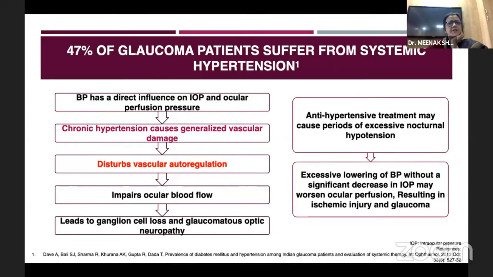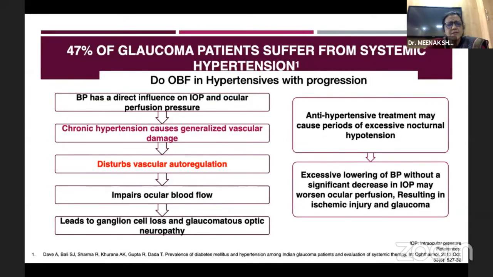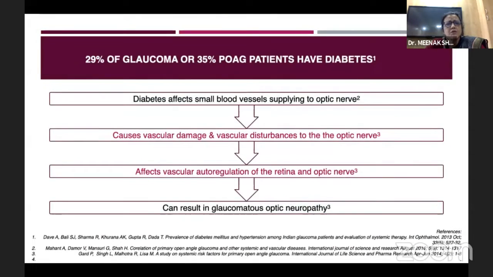47% of glaucoma patients have systemic hypertension. Dr. Sunil has already covered this very well, so I will not go ahead with it. But we also know that patients who are diabetic have vascular damage and vascular disturbances of the optic nerve, and their autoregulation is affected. So in these patients also, we should look at their ocular blood flow.